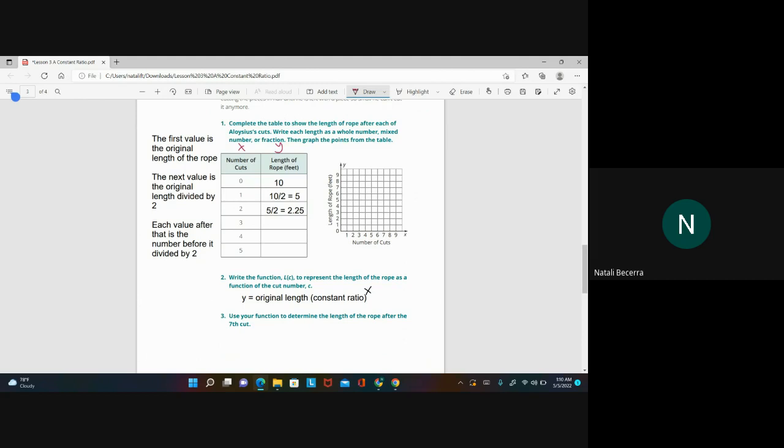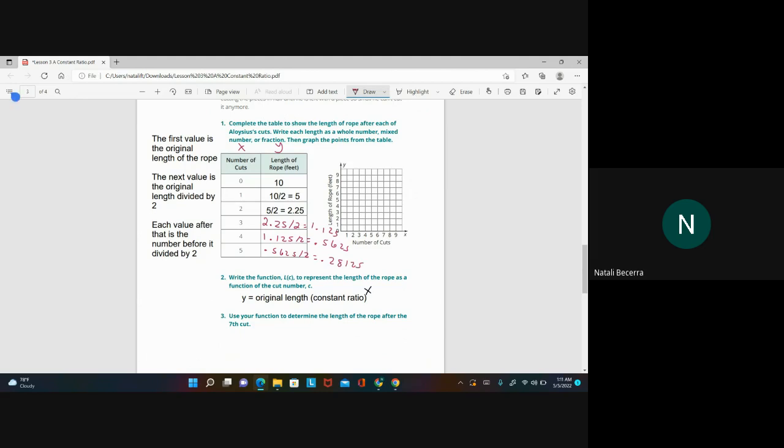She did 10 divided by 2, which is 5, and then 5 divided by 2, which is 2.5. So now we do 2.5 divided by 2. And let me get my calculator out real quick, which is 1.25. And then you do that and divide that by 2. And that should give you 0.625. And then, oh, I'm losing my voice. And you do that one more time.